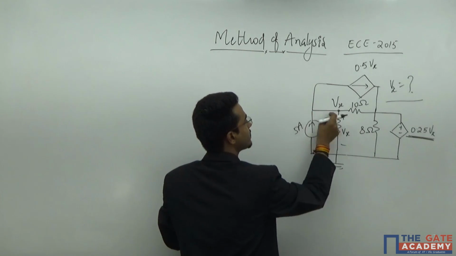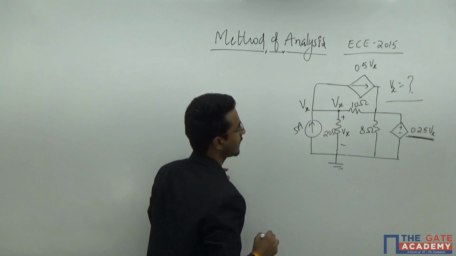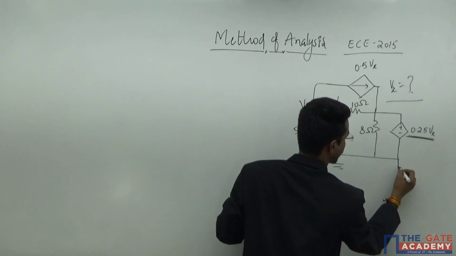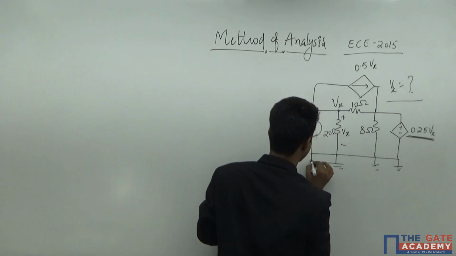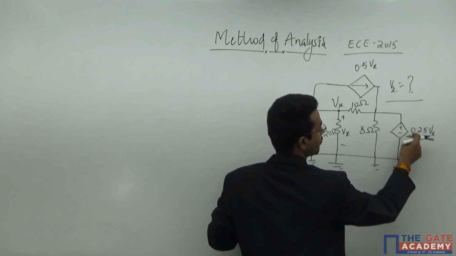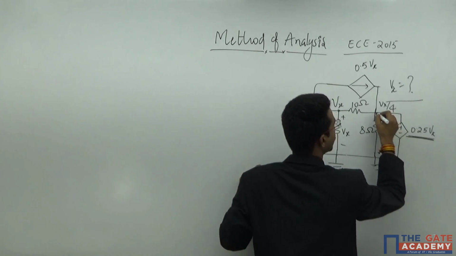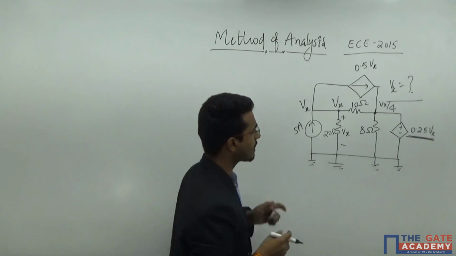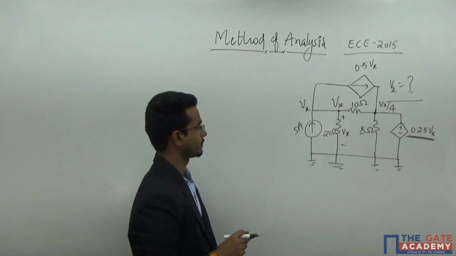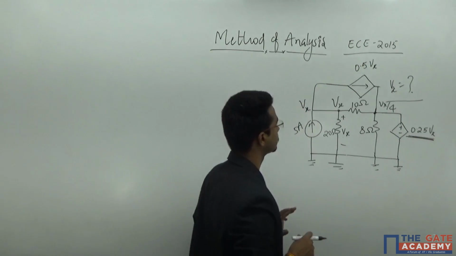Here both the points are shorted together, so here also my potential is Vx. From here it is also grounded, this is also grounded, because all are shorted. From here to here, the value is 0.25 Vx. That means Vx by 4 is the value at this particular node, because a direct voltage source is connected from this ground to this node, a direct voltage source of Vx by 4.